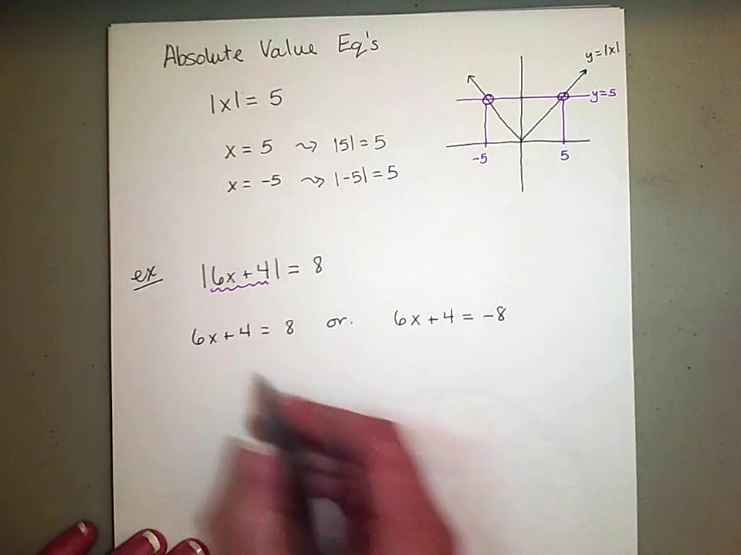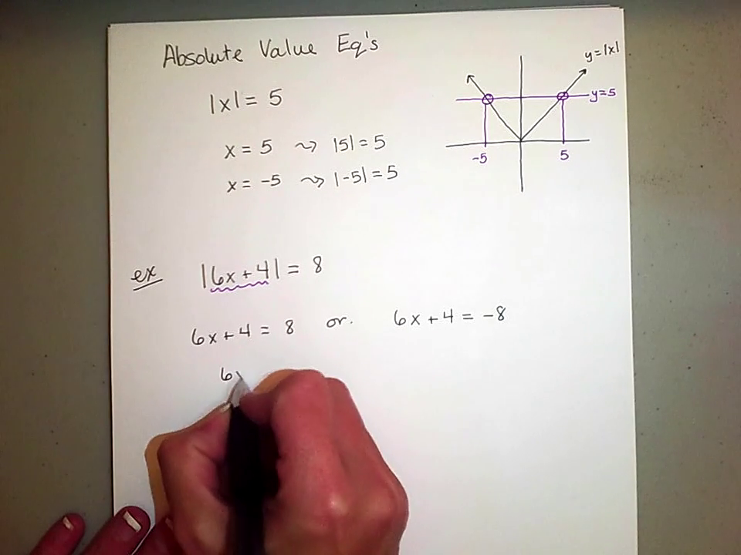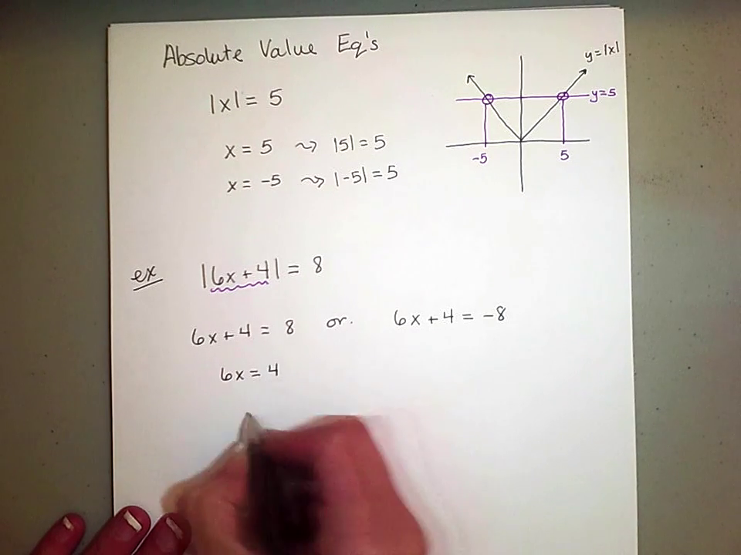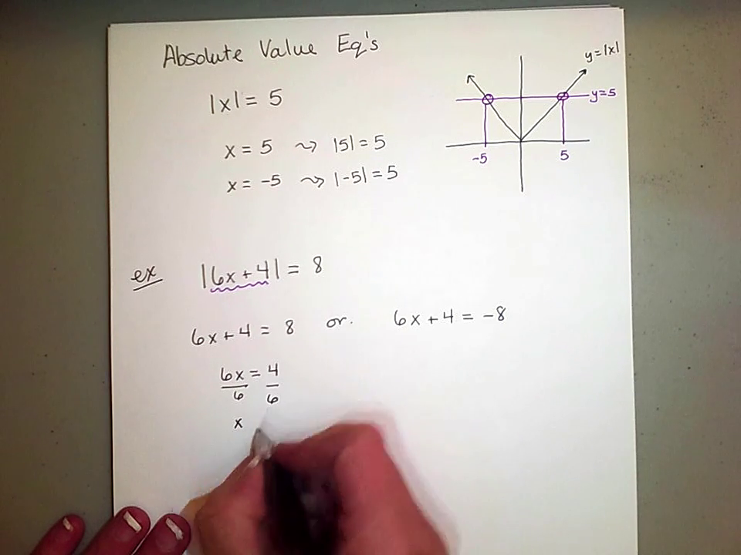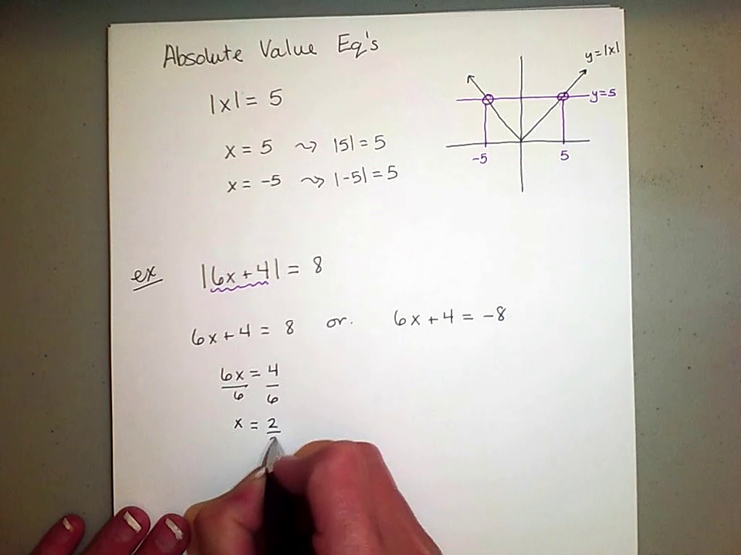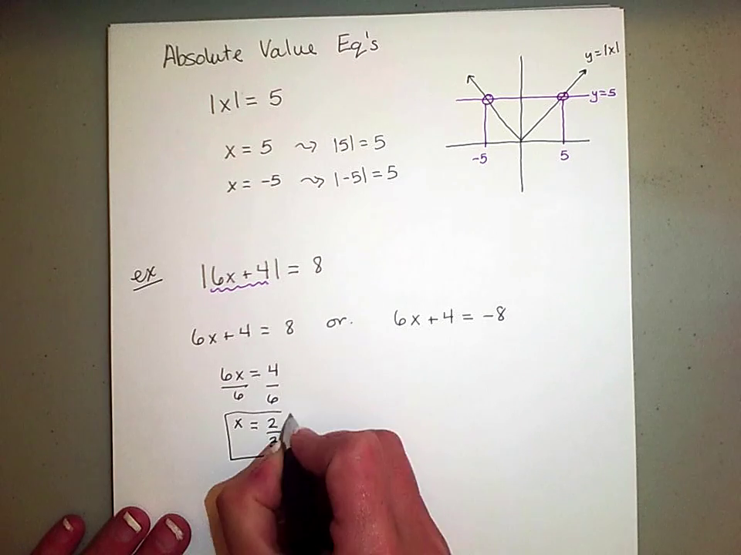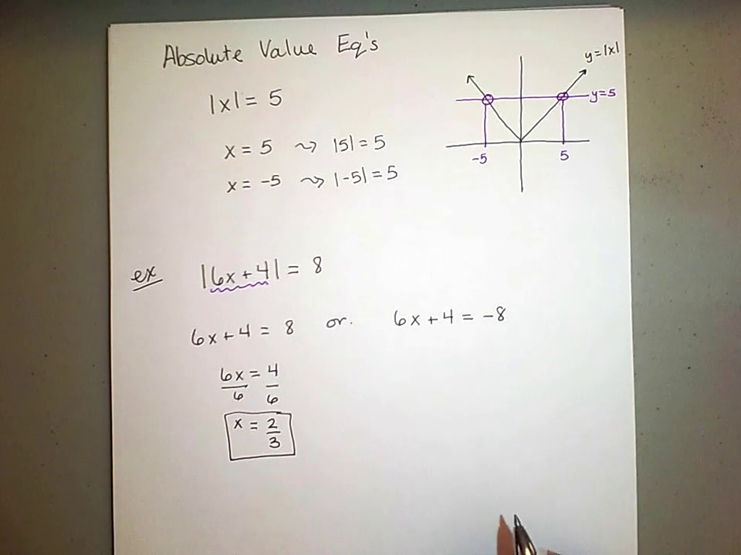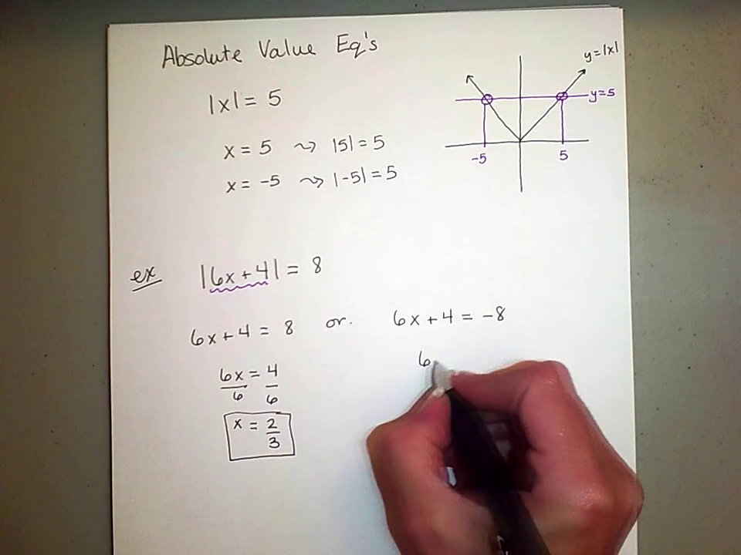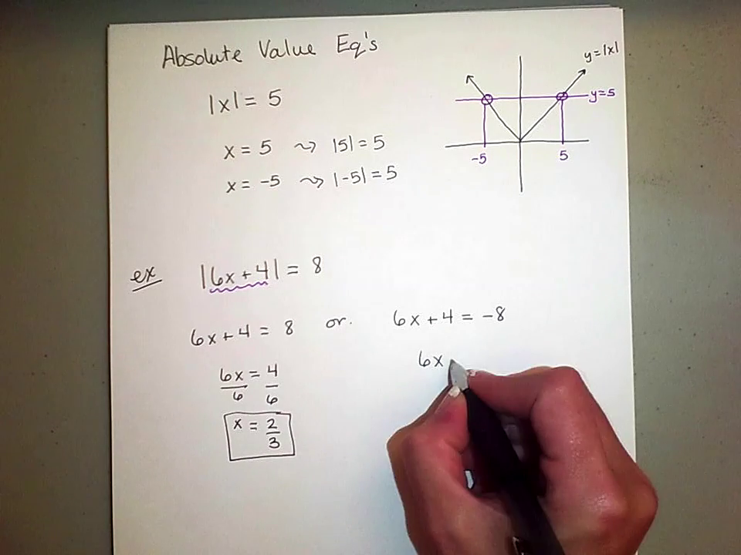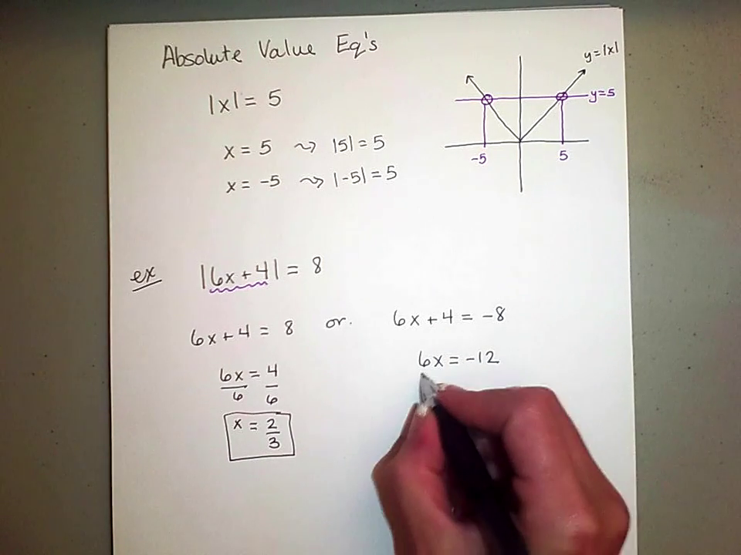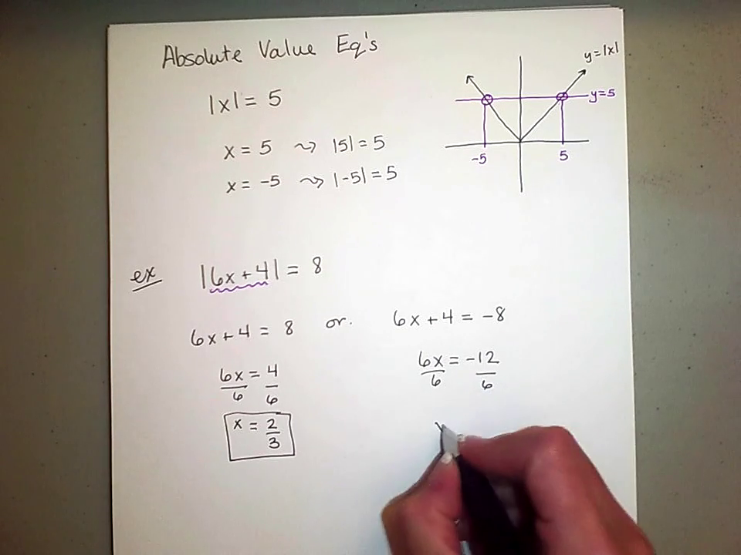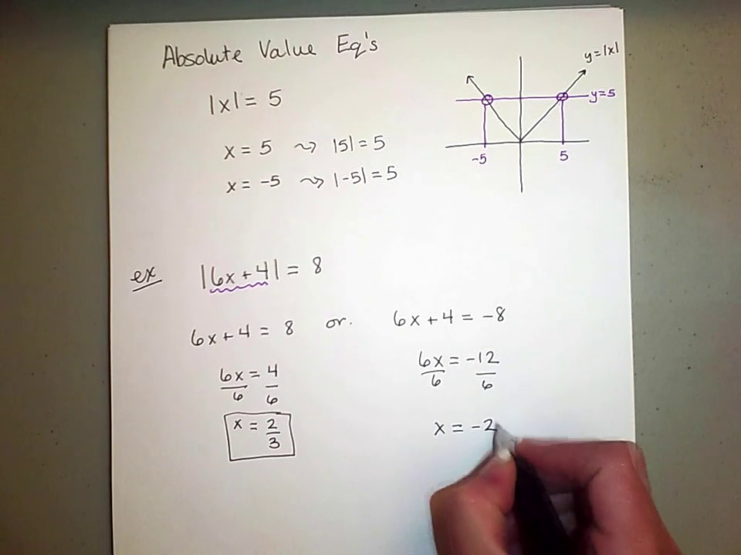So in this way, I can just solve the linear equations that 6x is equal to 4, or dividing by 6, x is equal to 2/3. Okay, so that's one solution. We could also have that 6x would be equal to, subtracting 4, negative 12, and dividing through by 6, then that x is equal to negative 2.